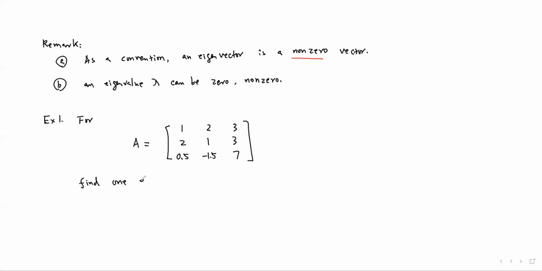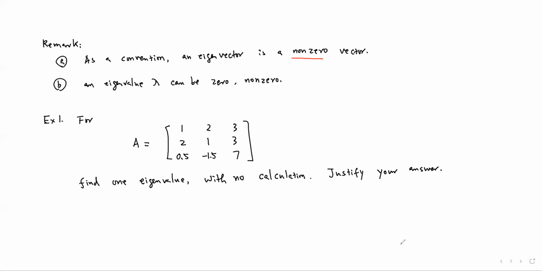Find one eigenvalue. We will see a 3 by 3 matrix has 3 eigenvalues. Find one eigenvalue with no calculation, just by inspection, and justify your answer.